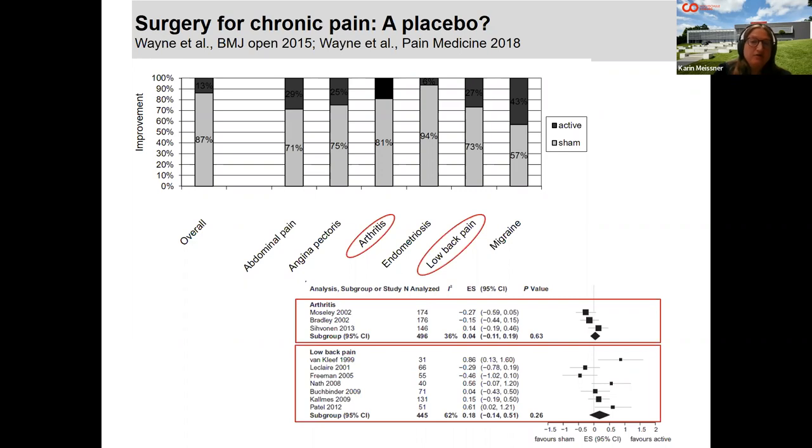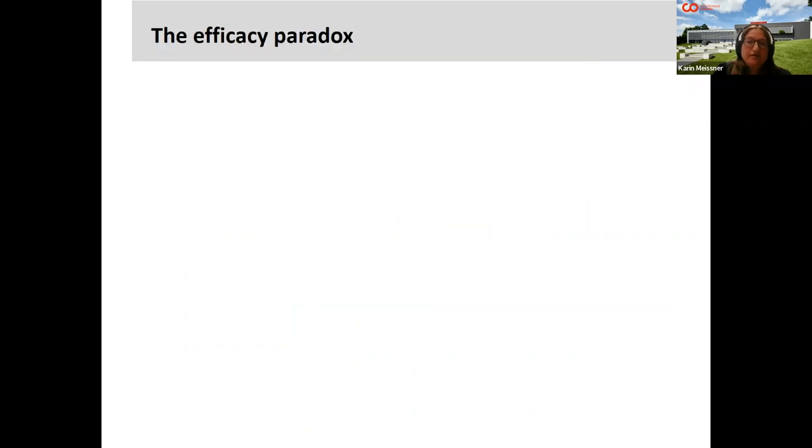And the same was true for the trials which investigated low back pain. So surgery, at least in the field of chronic pain, appears to be as good as a placebo. However, this does not mean that surgery does not work. It could also mean that placebo effects are very large when a surgical intervention is done. And this has been termed the so-called efficacy paradox by Harald Wallach already in 2001.